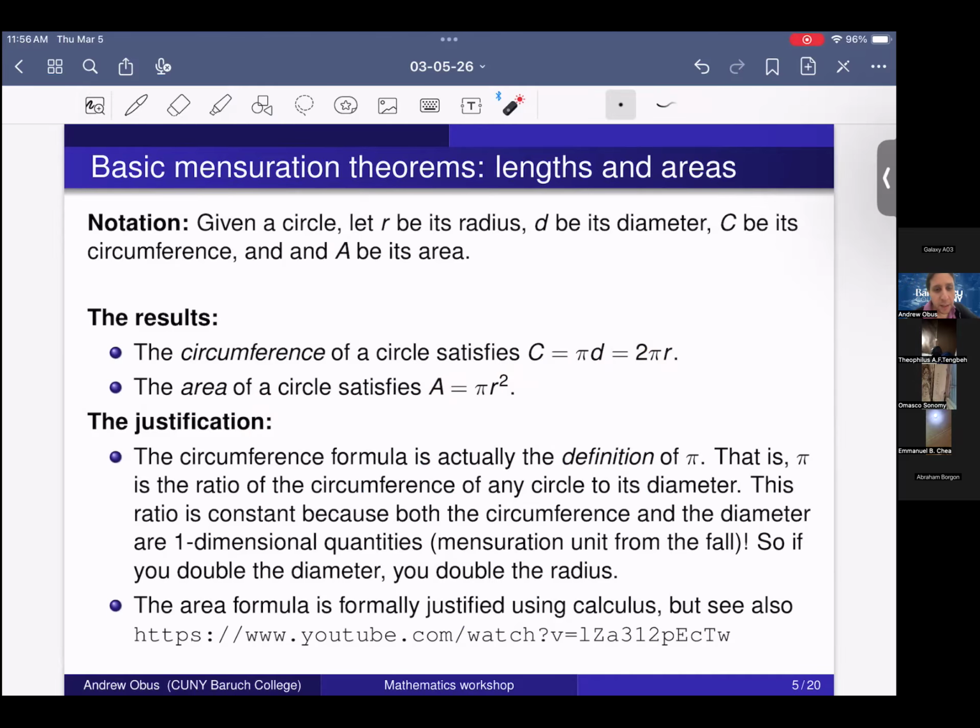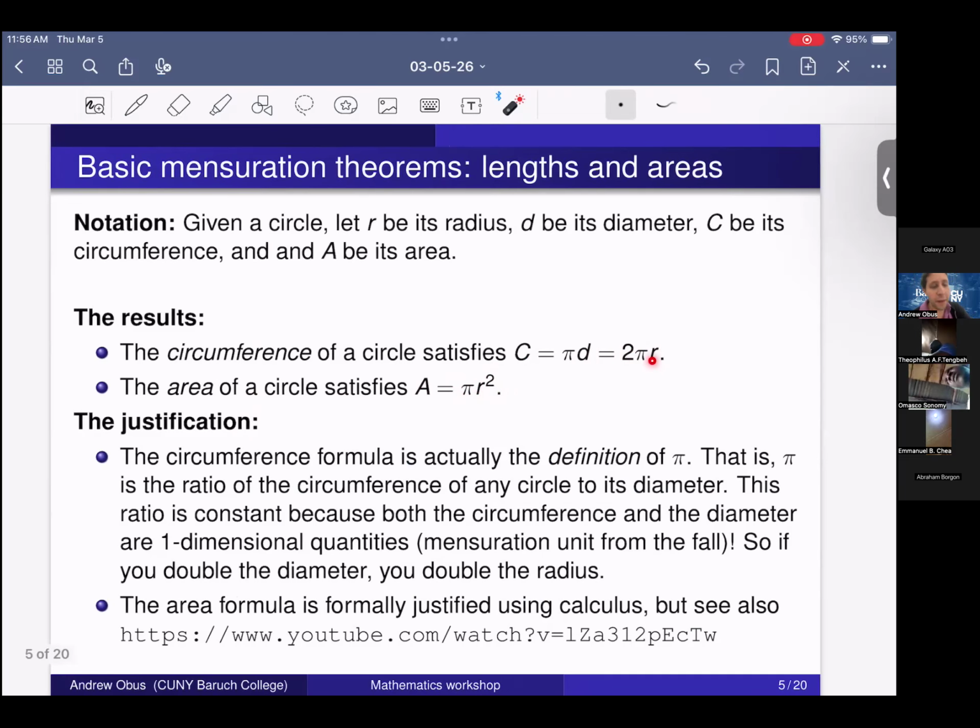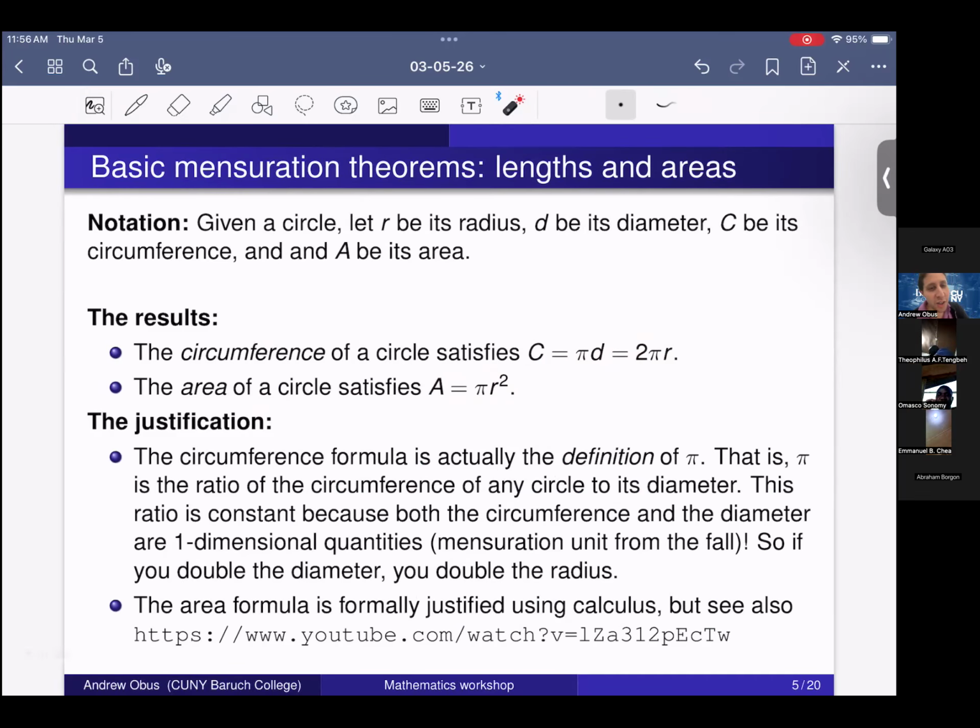I think it's important to know that somehow the second formula is much more difficult than the first formula. They're not just twin formulas where this one has a squared and this one has a 2. Because what is the justification? Well, the circumference formula is the definition of pi. What happens if you rearrange this? This gives you that pi equals c over d, or in other words, c over 2r, because the diameter is twice the radius. So there's no proof of the first result because the first result is a definition.